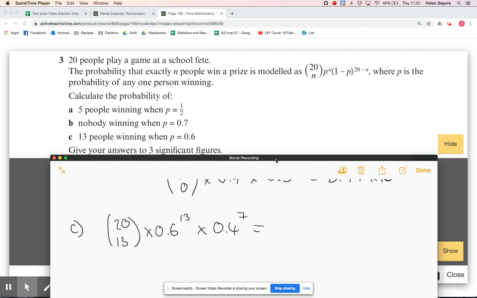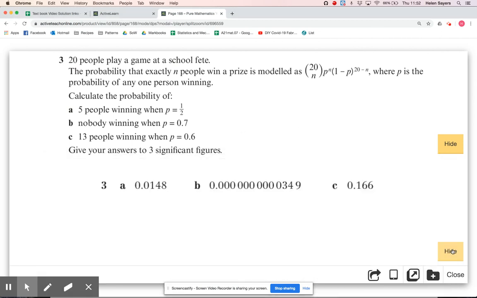So I'm just going to put that straight into my calculator. So 20 choose 13 is giving me 77,520 times 0.6 to the power of 13. And at that point, I'm at 101.2465 times 0.4 to the power of 7. And that is giving me 0.166 to 3 significant figures, which is what they asked for. And yeah, brilliant, we're there.